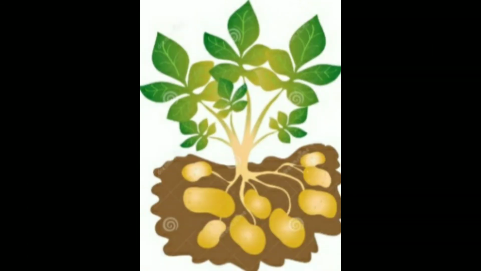Tuber. A tuber is an enlarged, roughly spherical shaped stem storing food. Nodes and internodes are not distinct. Many buds, commonly called eyes, are present on these stems. On sowing, these buds or eyes can develop into new plants. Potato is the most common example of a tuber.